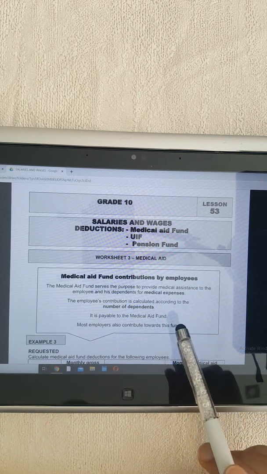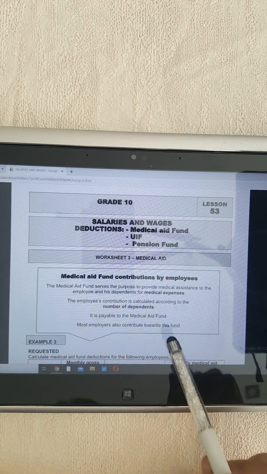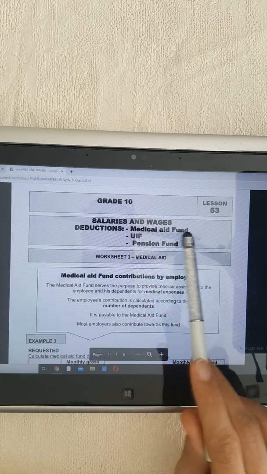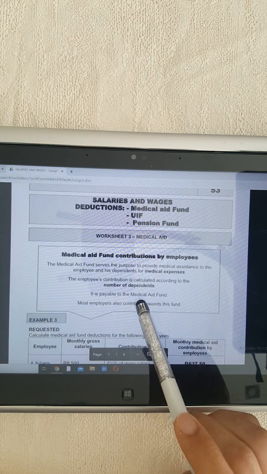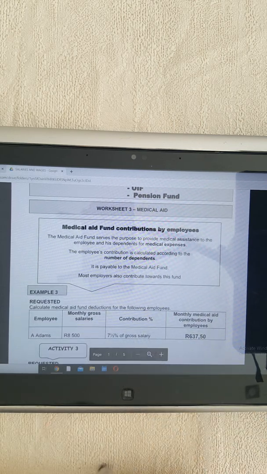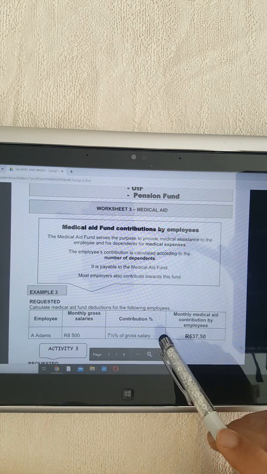Okay, so who do we pay to? We pay to a medical aid fund. So when you work for a company, you need to remember the first and most important thing, that medical aid funds are not compulsory deductions. Okay, so it means that if your company offers it, you're allowed to take it out. It's not compulsory and a legal thing that you need to do, right?